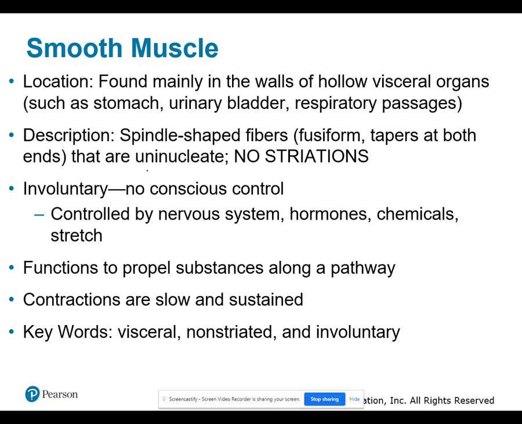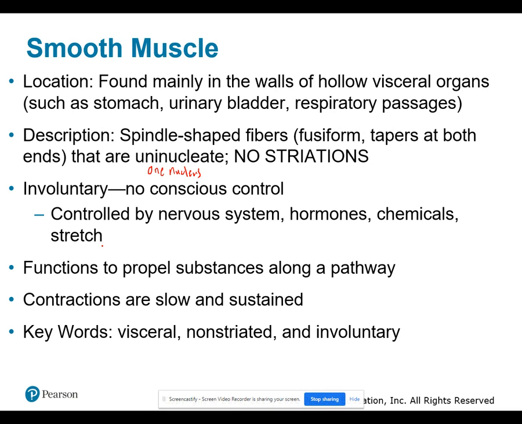Now, these are described as uninucleate. So uni is one nucleus. And one key thing about smooth muscle is that there are no striations, no stripes. And that's why it's said to be smooth.